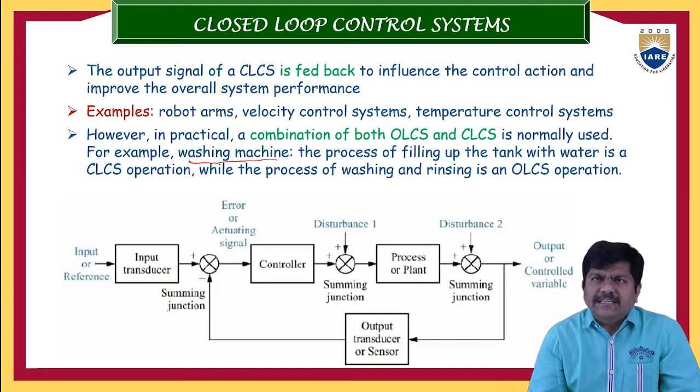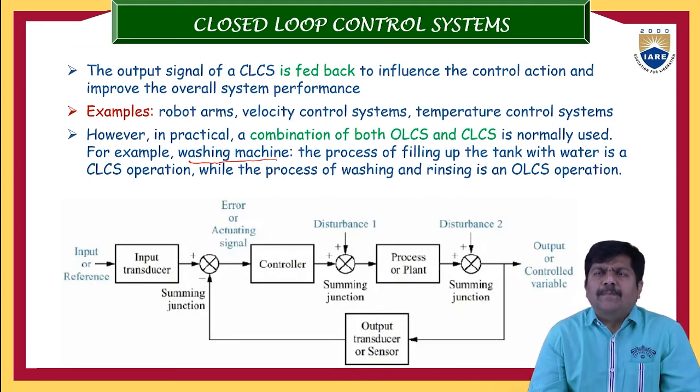So, based on that kgs, the machine is going to open its water valve, and it will admit some of the water into it. Then this action is automatic. So that comes under a closed loop control system. And the process of washing and rinsing is independent of any feedback loops. So the washing and rinsing is an open loop control system operation.